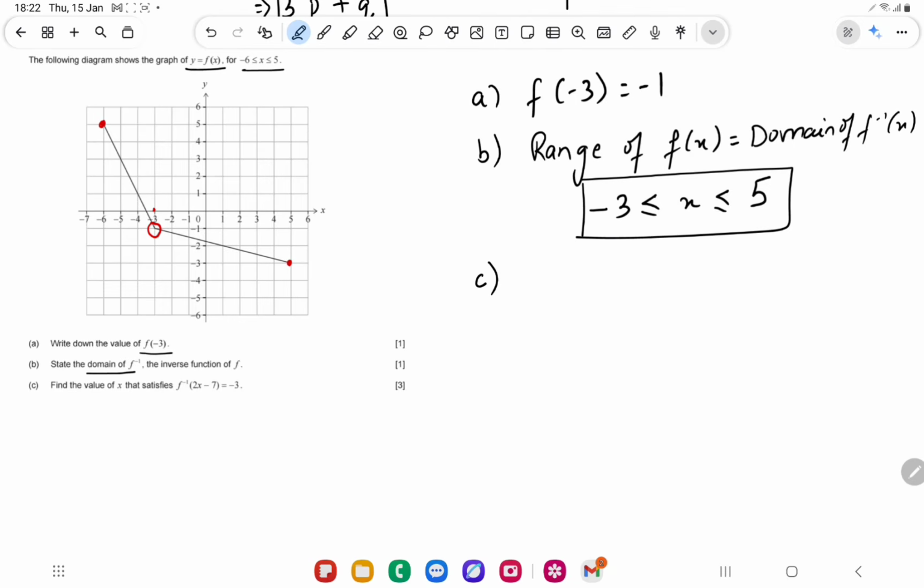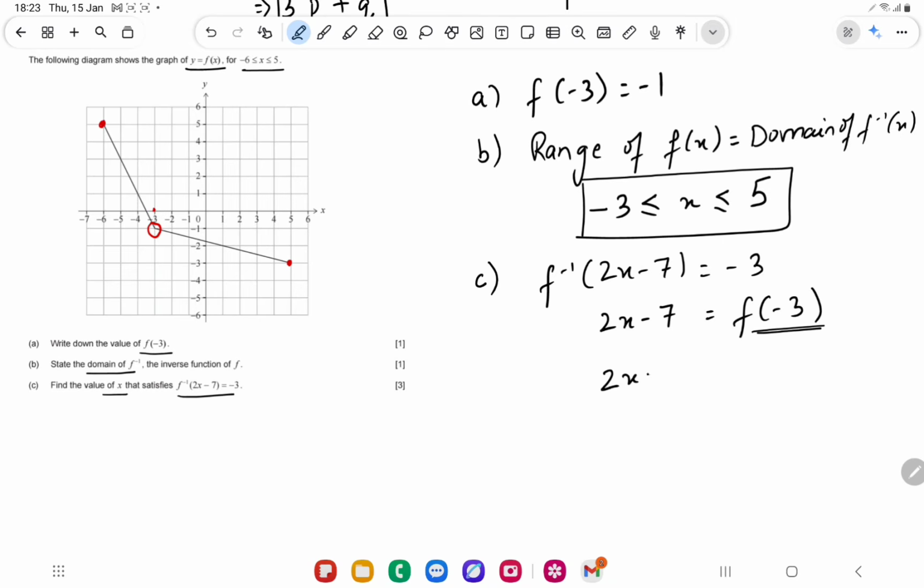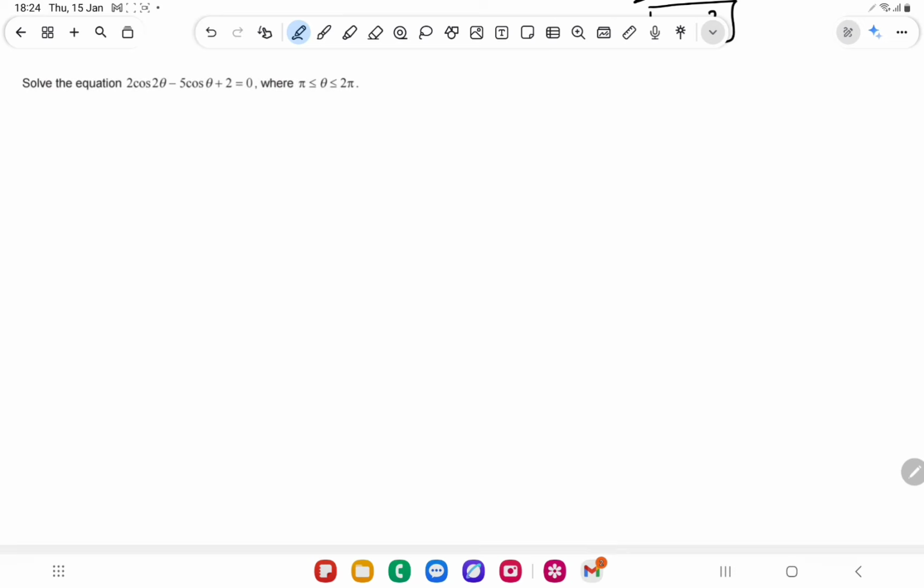Now for the C part, it says find the value of x which satisfies this. So I will first write this function, that is minus 3. I can take that inverse over there and I can write like this. Now f of minus 3 value from A part, I can write this value as minus 1. Now I just need to simplify this. So 2x is equal to 6, x is equal to 3. So I got my value of x as 3.